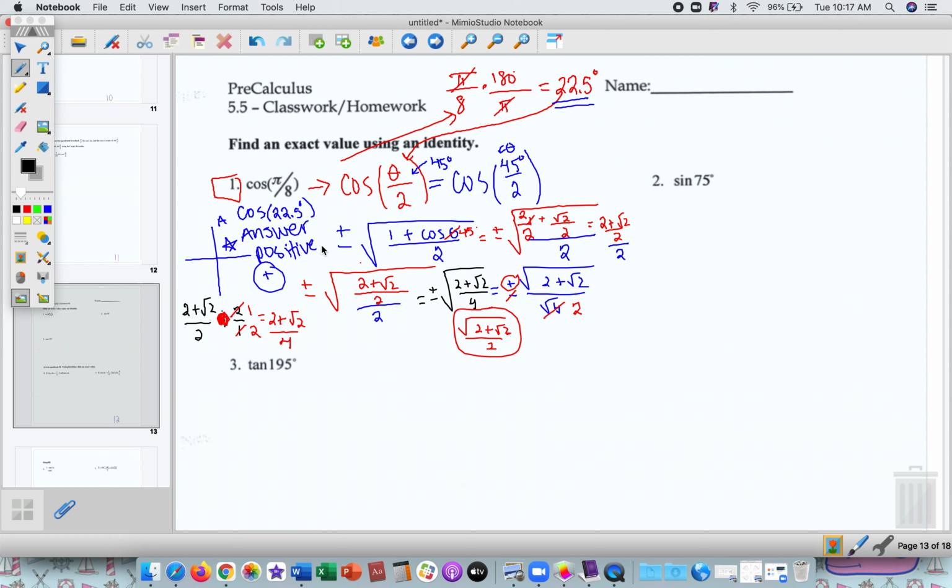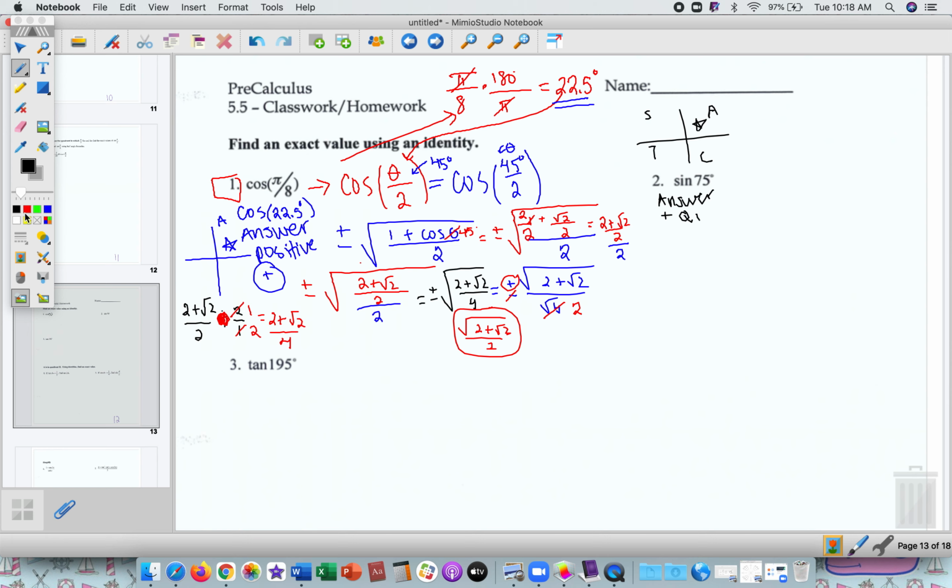So it says sine of 75 degrees. Before we start, let's ask ourselves, should our answer be positive or negative? All students take calc. 75 degrees is in the first quadrant. So in the first quadrant, all values are positive, so we know our answer should be positive. It needs to be positive because our angle is in quadrant 1.